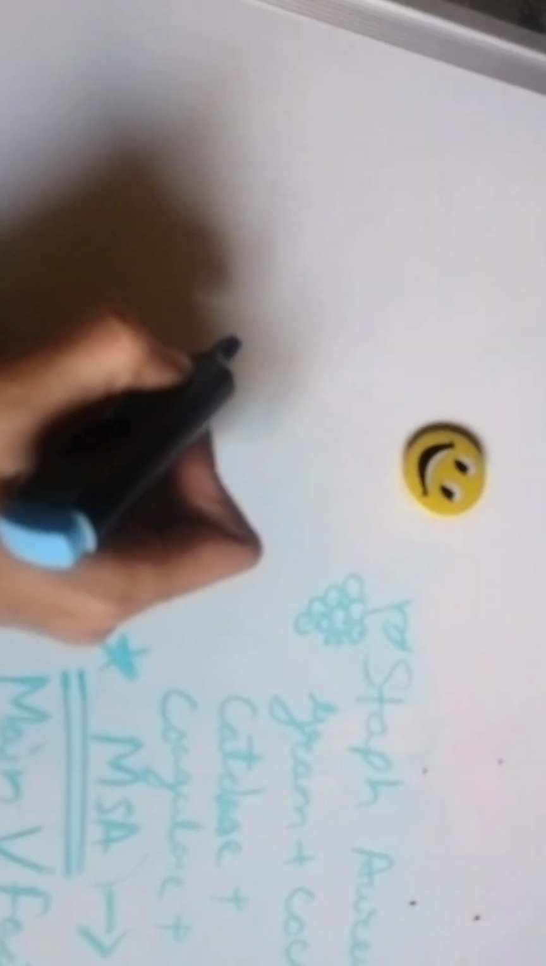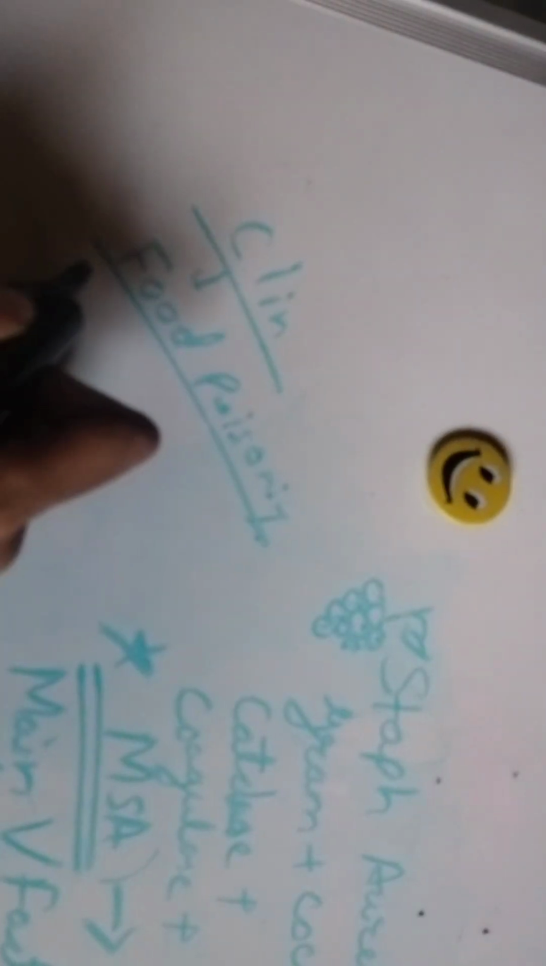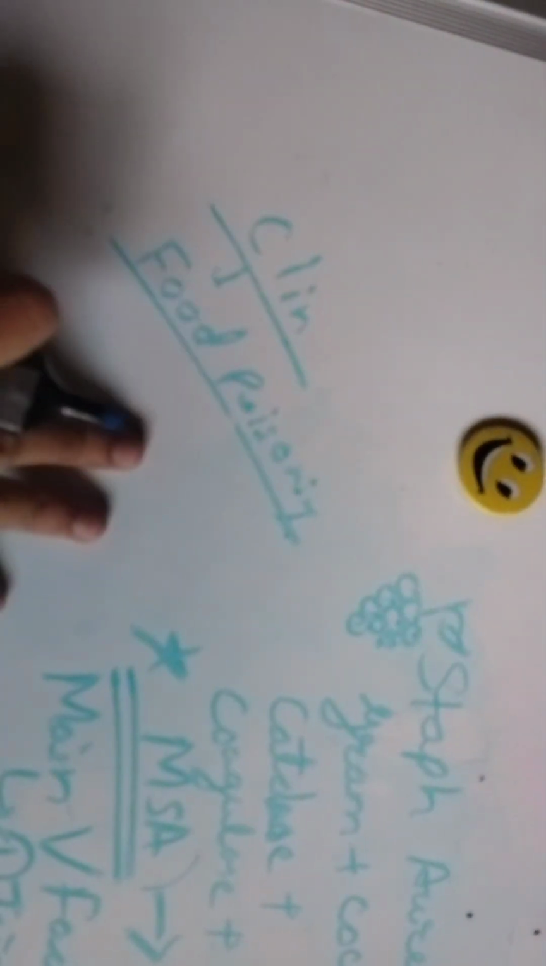Then clinically, Staphylococcus aureus causes food poisoning. Sometimes the examiner asks a clinical question about Staphylococcus aureus: food poisoning due to milk and milk product consumption like paneer is caused by which of the following organisms? Then the answer should be Staphylococcus aureus.